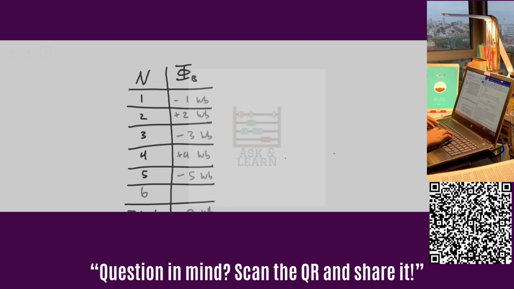So if we add up all the negative numbers first, 1, 3, and 5, that'll give us negative 9. And if we add up the positive ones, 2 and 4, you get plus 6. So 6 minus 9 plus what equals 0? Well, the answer has to be positive 3. So that is your answer for the magnetic flux through the 6th face of this die.